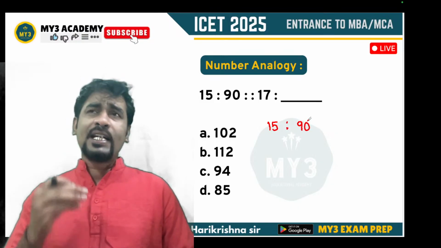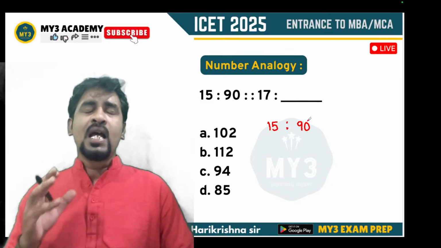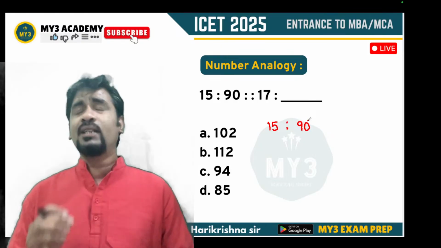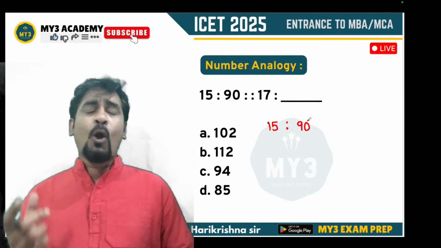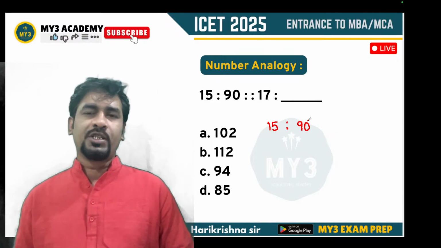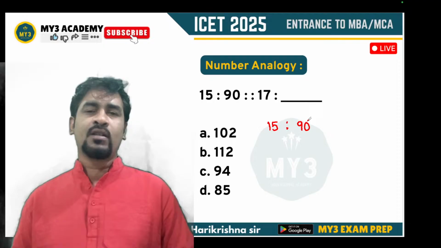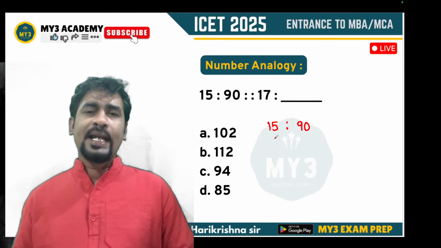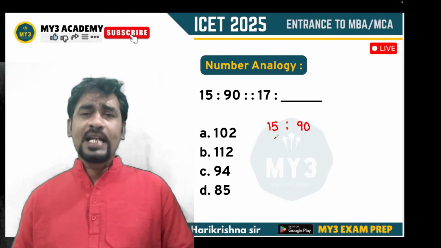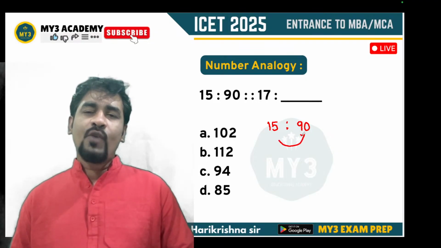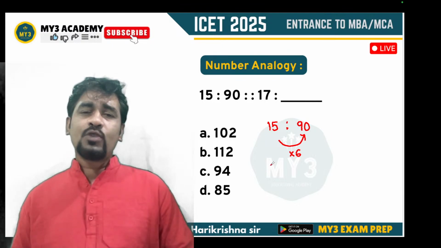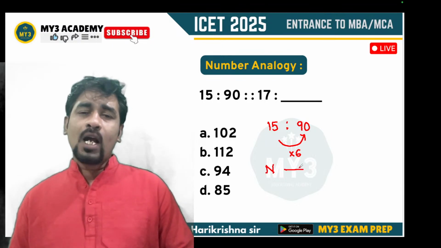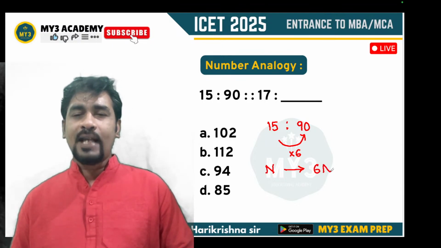So first priority is for the square numbers and cube numbers. If square numbers are not matching, think about any product relationship or a division relationship, multipliers or divisions. So 15 is 90. In the 15 table, will you get 90? Yes, definitely. 15 into 6 is 90. So what is the logic here? n becomes 6n. That's the logic.